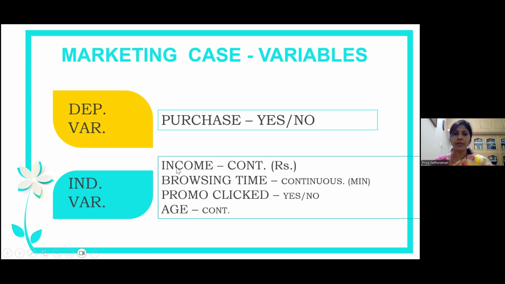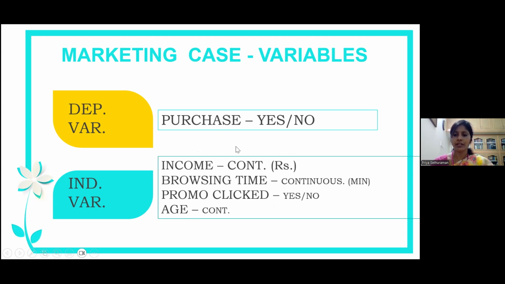Next you have the independent variables. I'm considering the income variable, which is continuous. Then browsing time on the website, continuous in minutes. Promo clicked is whether the customer clicks a promotional ad given on the website or not, yes or no. This is a nominal variable which was not there in the earlier case. Here age is continuous. So how can these independent variables be used for predicting the purchase behavior of customers in the future? Which income group will say yes and which will say no, and how does it influence?